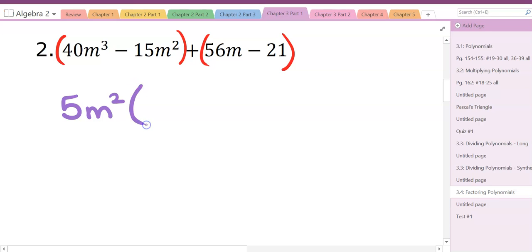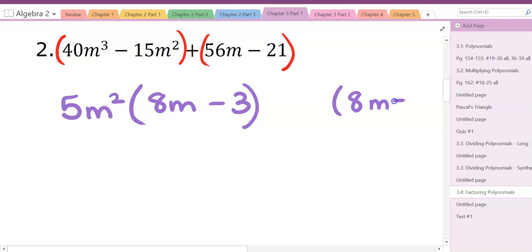Okay, let's talk about what's left. So 40 divided by 5 would be what? Good, 8, and then you're left with an m, because we had m to the third, and we took away 2 of them. What's going to be left from the minus 15m squared? Good, negative 3. Okay, so again, remember over here I want 8m minus 3 to show up again when I pull out something.